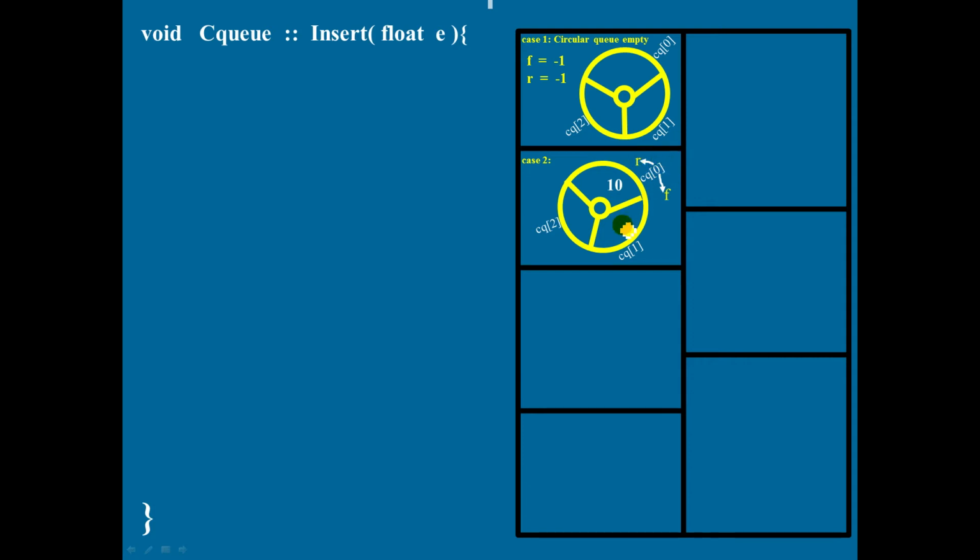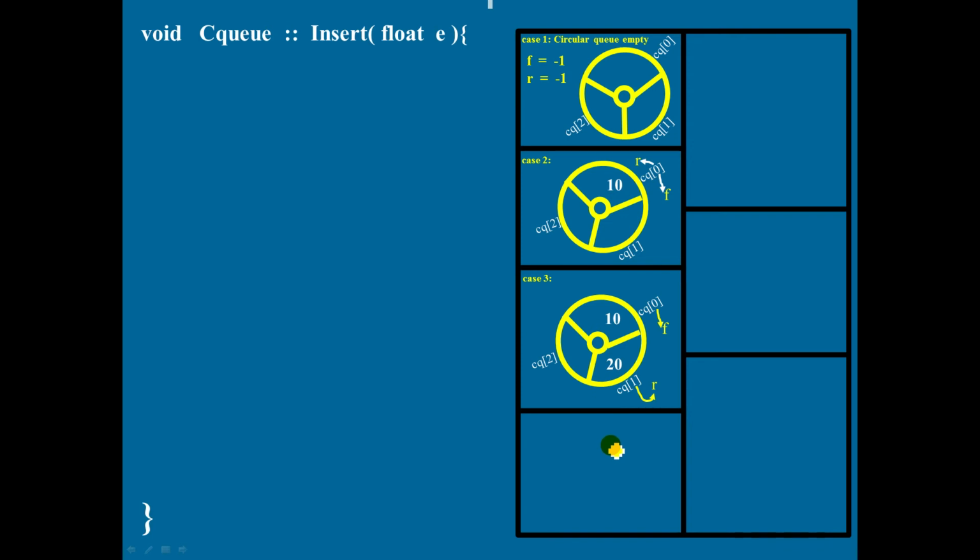Now in order to get the third case, you insert one more element. This is the last element because r is 0. So the new element must be inserted here. Now in order to insert the new element here, it is r plus plus. r must be made 1, and to CQ of r, the new element, for example 20, can be inserted.